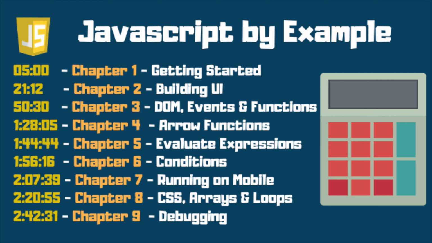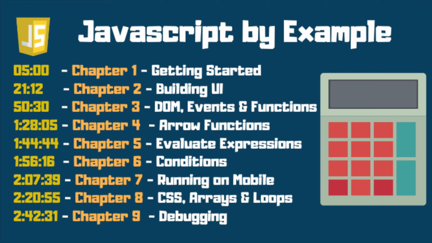Chapter 3 we're going to start working with the DOM, document object model. We're going to work with events. We're going to work with functions, and we're going to use these in order to essentially start adding a liveliness to the calculator. So it's like a button click event. So when you click, I want to show something on the screen, and so on, right?